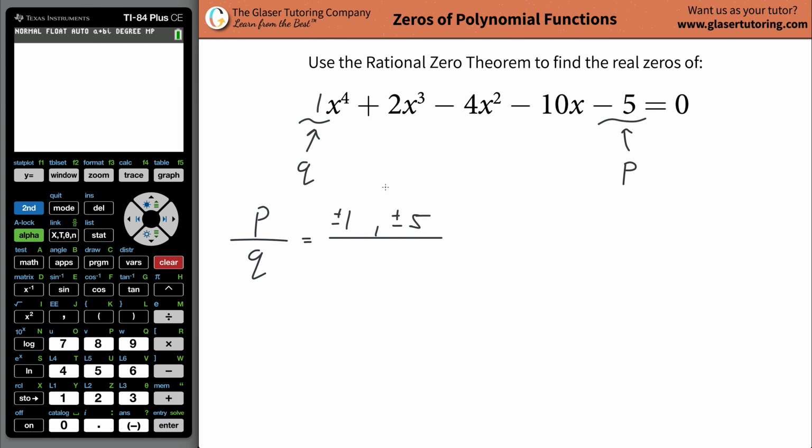Then you're going to find the factors of your leading coefficient, which in this case is just a 1, right? Positive and negative. This will give you a list of the possible values. You're going to take each numerator value and divide it by each denominator value. So in this case, it's plus or minus 1 divided by plus or minus 1. That'll give you a value of plus or minus 1. Then the second value is plus or minus 5 divided by plus or minus 1, so the other possible set is plus or minus 5.